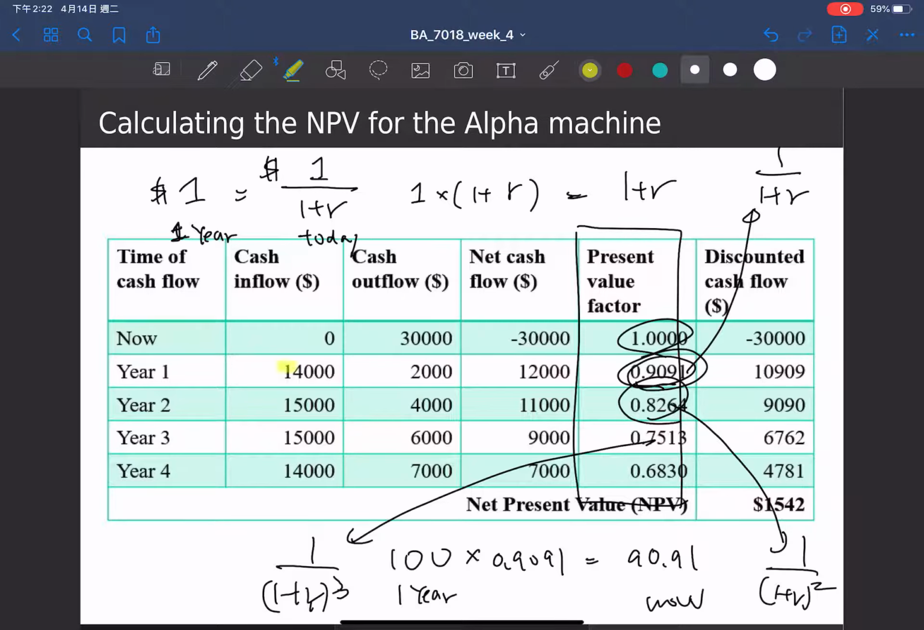So year 1, the inflow is this, outflow is this. So net cash flow is this. And you times the present value factor, it becomes this number. And you add them all. Then the net present value is 1,542.